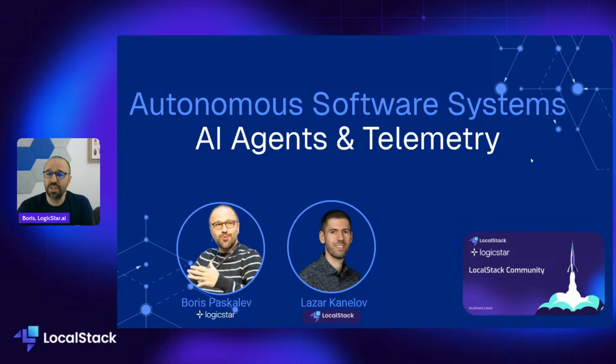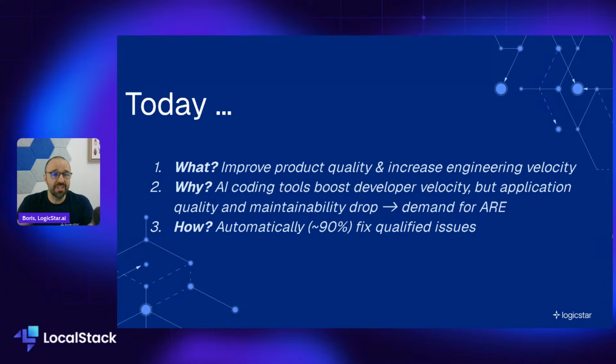Just some background on what we are. Again, I'm not alone here. I'm presenting what we're going to cover today. The goal is to improve product quality and increase the engineering velocity in teams. While we're doing that, we're seeing that AI coding tools actually boost developer velocity and speed, but application quality and maintainability drop. And this is where the demand for the application reliability engineer comes along. It's not a common term, but it's pretty obvious what it means.